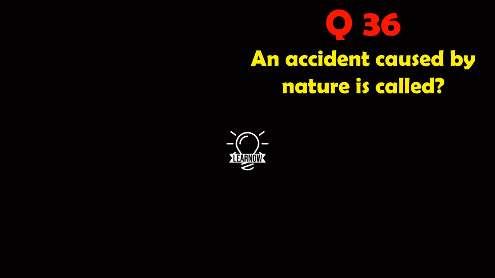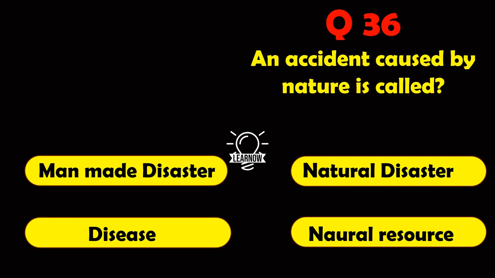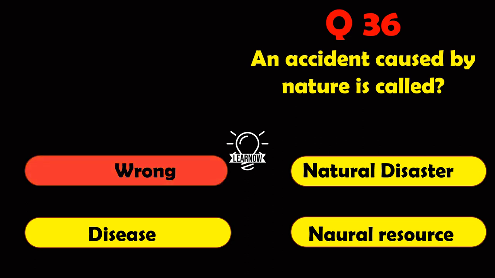Going to the next question, question number 36. Question is, an accident caused by nature is called, here are the options: man-made disaster, natural disaster, a disease, or natural resource. So you have to tell which of these options is the correct answer. So is it a man-made disaster? No, it is wrong. Is it called a disease? Disease is also wrong. So is it natural disaster?